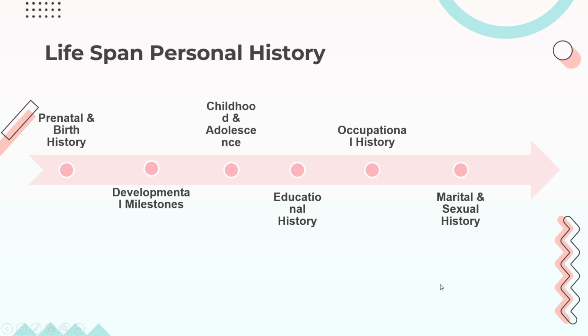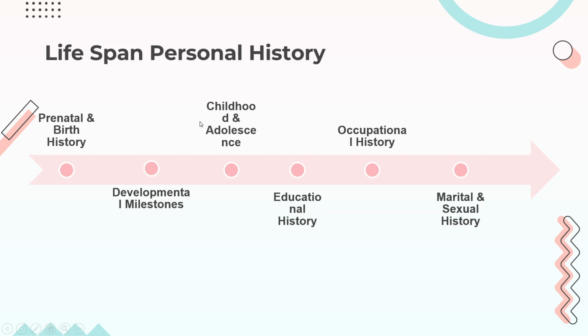And then we are moving on to the developmental milestones. You are checking whether the client has got all the developmental milestones properly, or whether it was a delayed milestone, or it was about the motor milestones, the language, the social interactions. All these milestones have to be dealt with here. And then we go for the childhood and adolescence history.